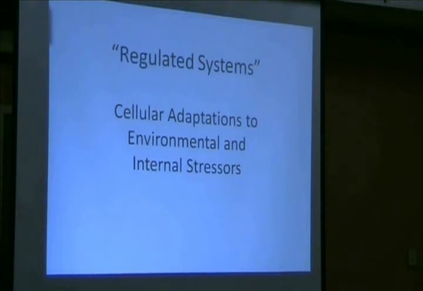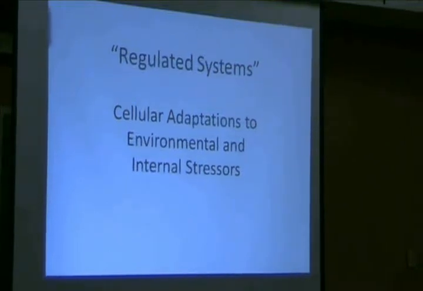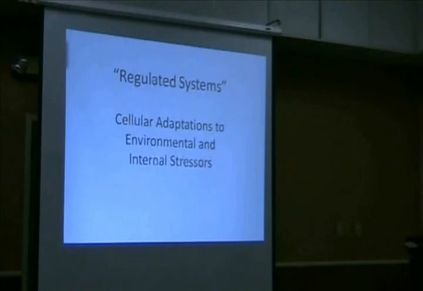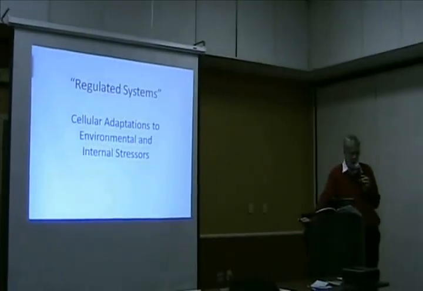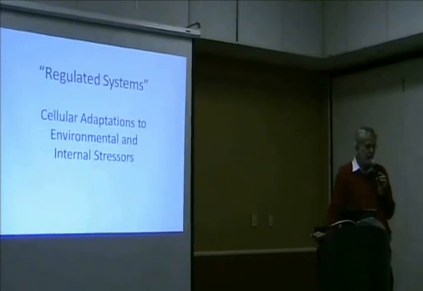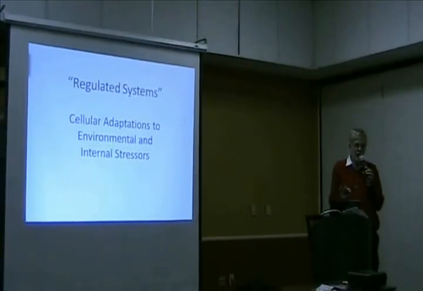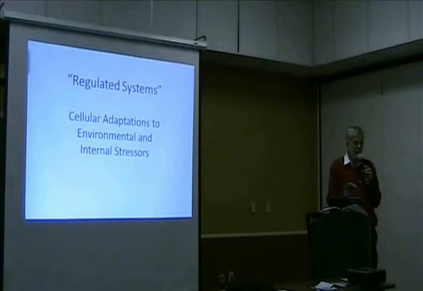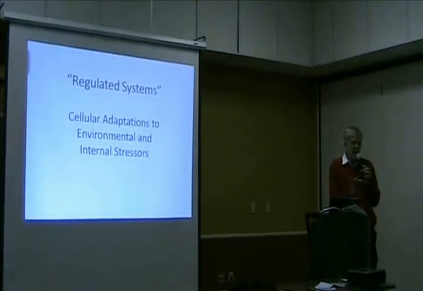Okay. Now, just a couple more pieces here. Regulated systems. All biological systems in every organism share this in common. What a regulated system is, is that plants or animals have evolved by way of natural selection to a place that optimizes their ability to survive in a particular environment that they live in. But they have to have the capability to deal with stressors.